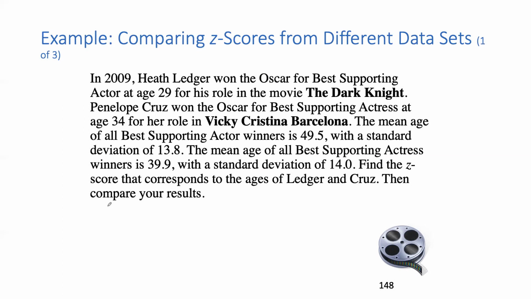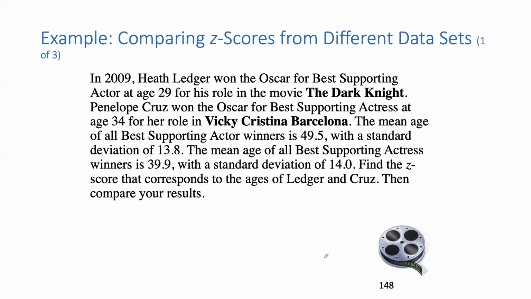In 2009, Heath Ledger played the Joker in The Dark Knight. He was only 29 years old when he was nominated for an Oscar for Best Supporting Actor for his role in The Dark Knight. Penelope Cruz also won the Oscar that year when she was 34 years old for her role in Vicky Cristina Barcelona.